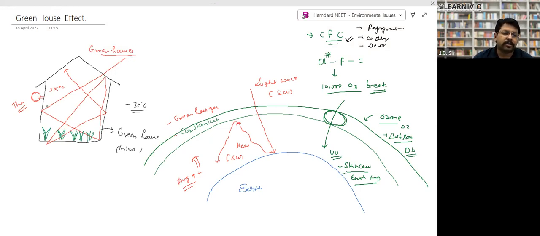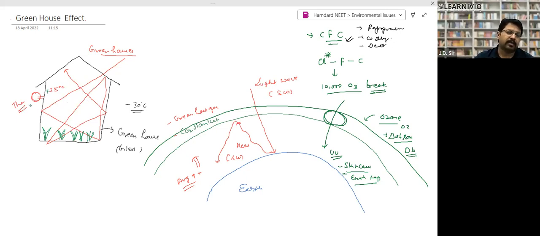When light comes inside, it gets penetrated inside. After that, when light tries to go outside, it cannot go outside. It starts colliding with the walls, and it is reflected back. So the light comes inside, and when it tries to go out, there is no way to go out. That's how when the light energy comes inside, it is trapped inside the house, and that's how it increases the temperature inside the house, right?